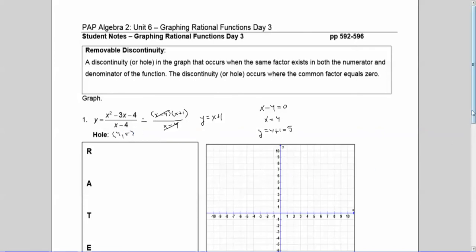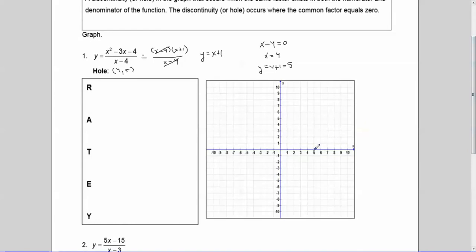Let's go ahead and graph that. Over 4 and up 5, we'll place our hole. And this function is just a linear function, so we don't need asymptotes to graph this function. We can see our y-intercept is at 1. When x equals 0, y equals 1. And you can graph more points if you would like, but we can see with just these 2 points how to plot this because it is linear. So that's what your function looks like.